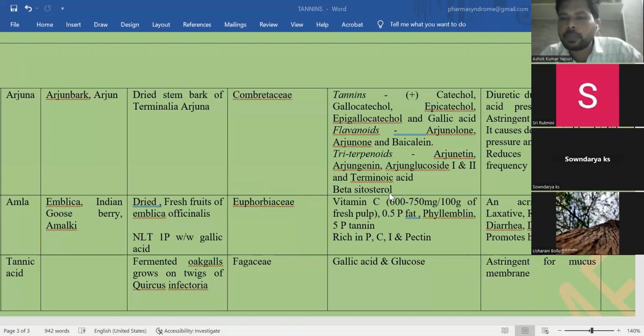In general, vitamin C tablets are available, but naturally vitamin C is available from amla, that belongs to the family Euphorbiaceae, and the synonym is Indian gooseberry, the fresh and dried fruits of Emblica officinalis.